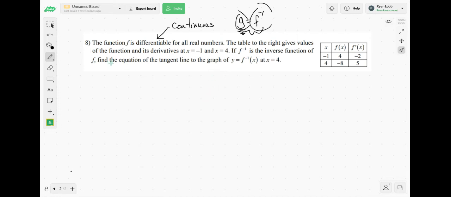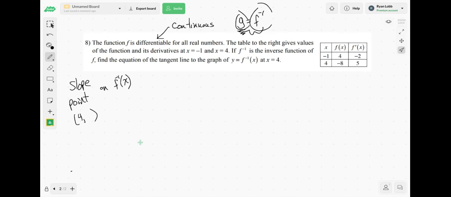Pay attention to that. Find the equation of the tangent line to the graph of f inverse at x equals 4. Okay, so we're combining a couple of things here. We got to find the equation of a tangent line, and to find the equation of a tangent line, I need the slope and I need a point. Now of what? On the inverse function. Now I know the inverse function has an x value of 4, so the point is 4 comma something.